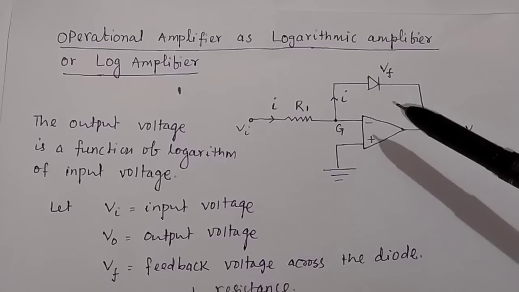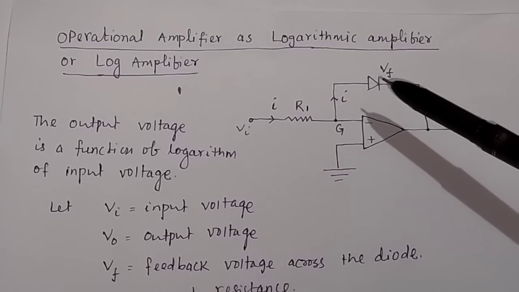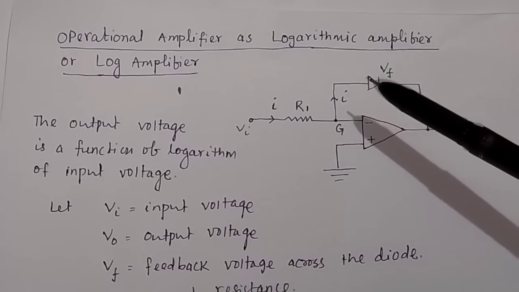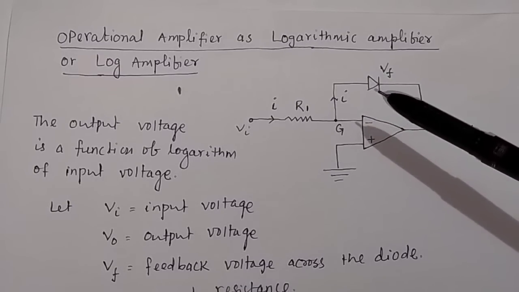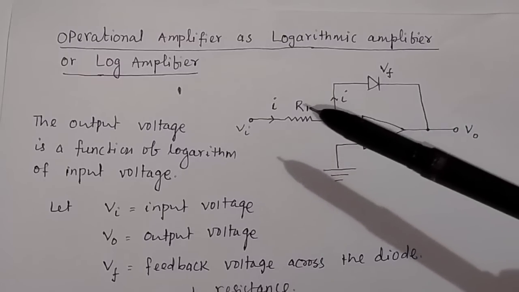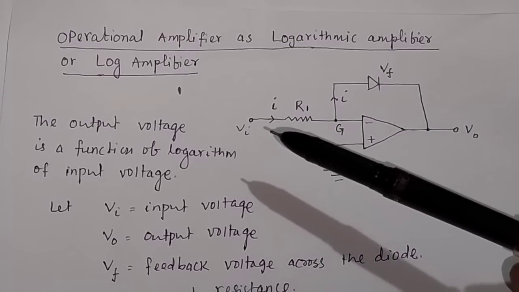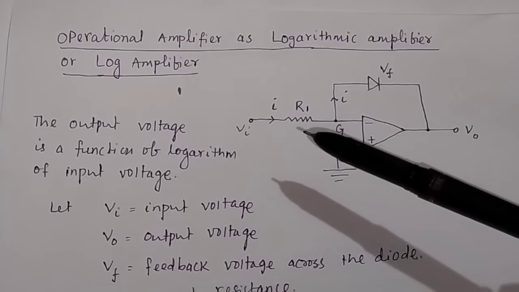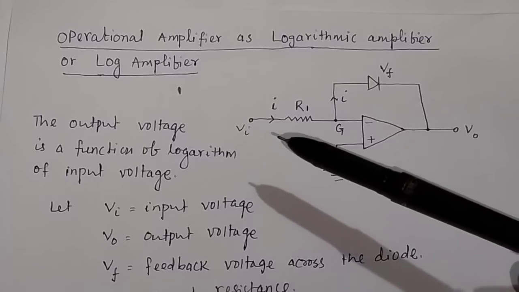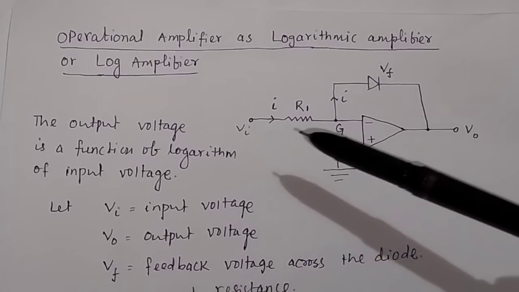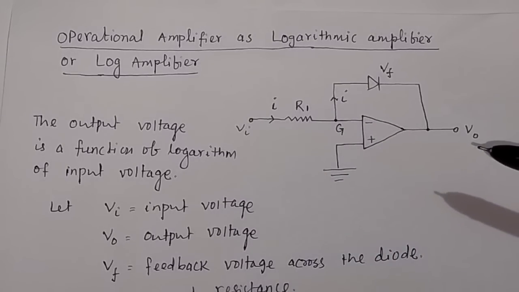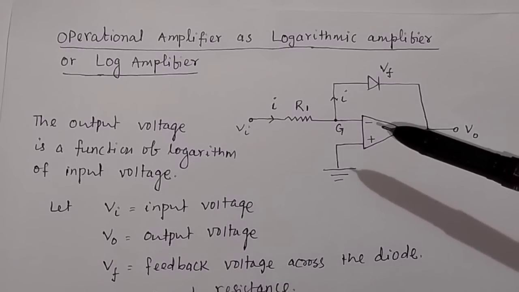In case of the differentiator, you have a feedback resistance. Here you have a feedback resistance, but in case of the log amplifier, you have a feedback diode. This is the feedback diode, and R1 is your input resistance, Vi is your input voltage, Vo is your output voltage, and this is the inverting end of the operational amplifier.